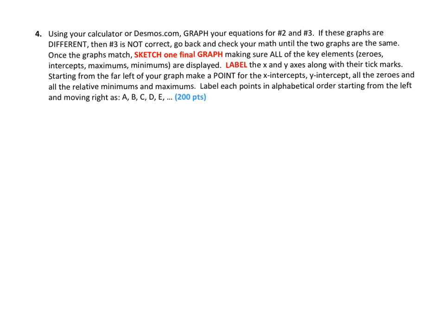If when you graph equation 2 and equation 3, they are not the same graph, you have a math typo somewhere in number 2. It's the same equation, it's just written in a different format, so the graph should be exactly the same. This is a really excellent way to check to see if your math is correct. If it's not, go back to number 3, fix it, resketch it until you have the final graph.